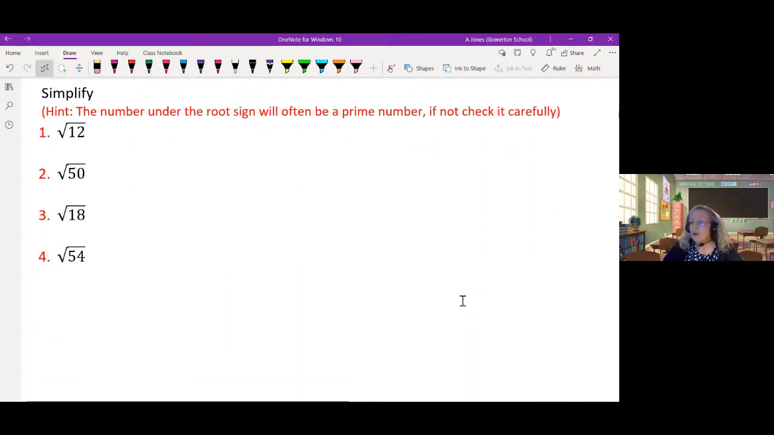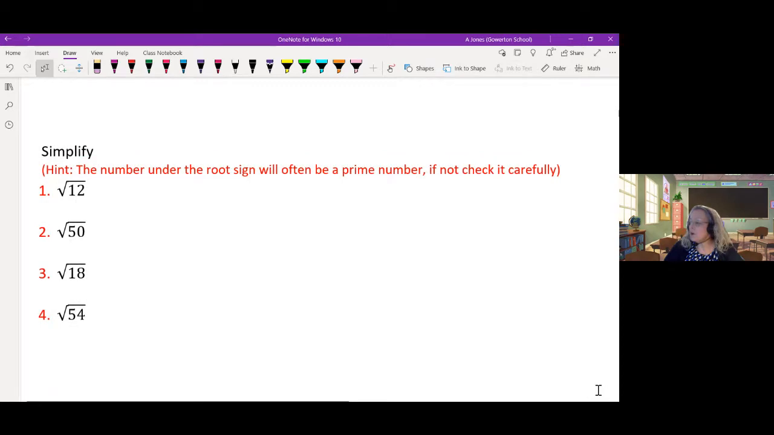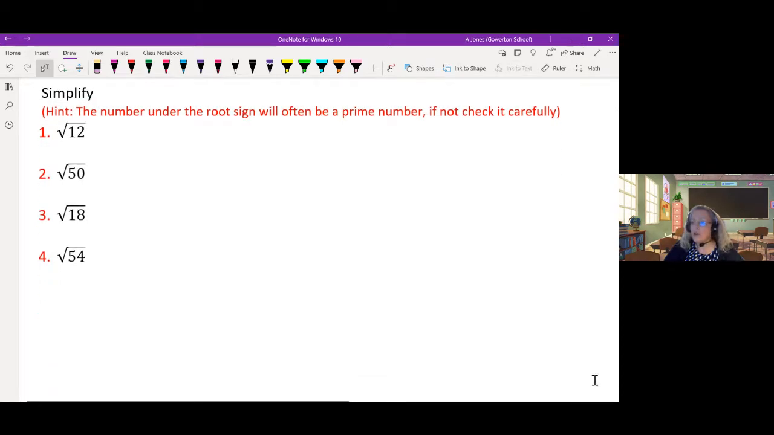Okay, so here I have got some for you to do, and I'm not going to give you very long. But with these, when you finish simplifying them, the number under the root sign will often be a prime number. So if you don't come up with a prime number, check it carefully just to make sure that you've done everything right. Okay, I am going to give you just a very short amount of time to try these.